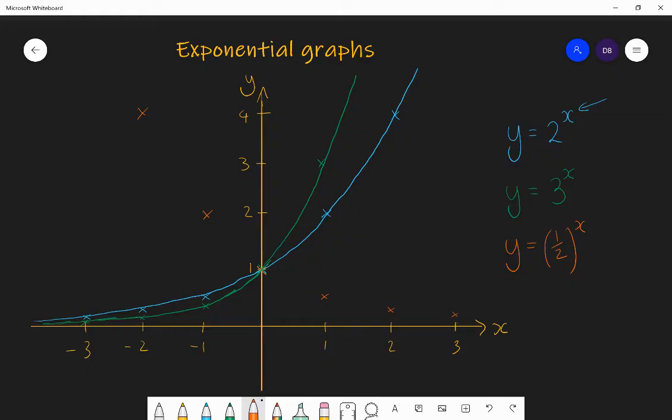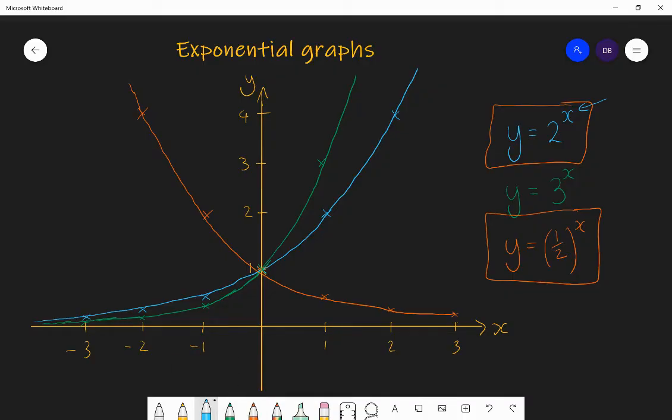You might notice that it's very symmetrical and it matches one of the other two graphs. In fact, these two graphs, y equals 2 to the power of x and y equals a half to the power of x, are simply reflections in the y-axis. The reason for that is because a half to the power of x is actually 2 to the power of -1 to the power of x, which is 2 to the power of -x.